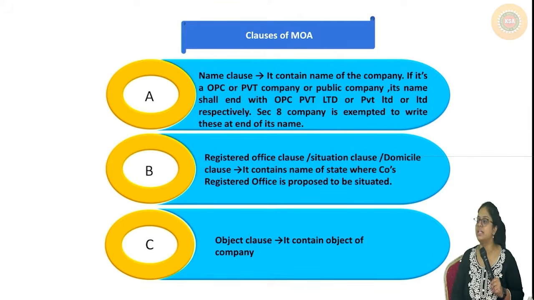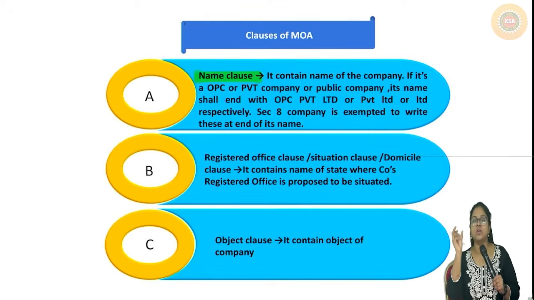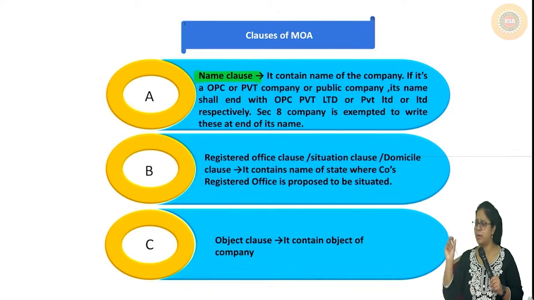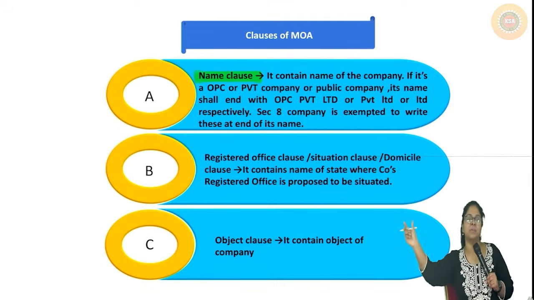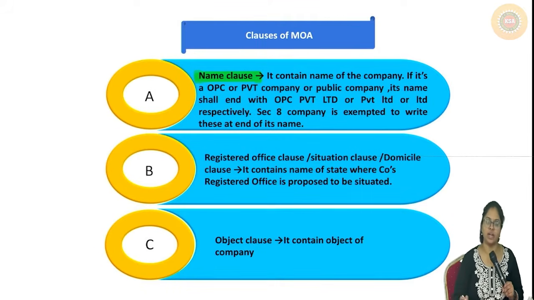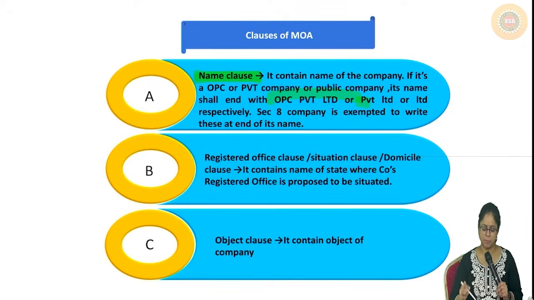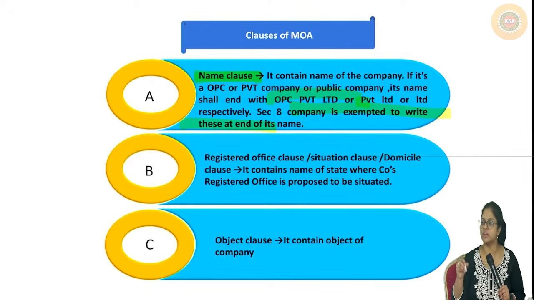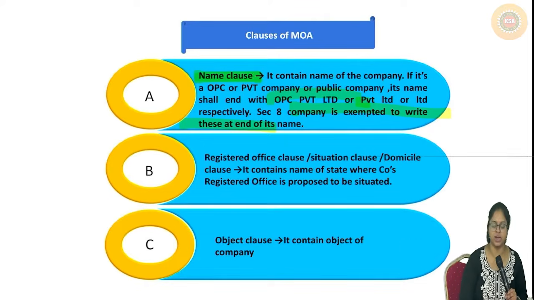The first point that will be given in an MOA is the name clause. The name clause will basically have the name of the company, and in case it's a private company or a public company, it should mandatorily have an abbreviation of private limited or limited. In case it is a Section 8 company, then you are exempted from writing any of this. We studied in yesterday's class, right? If you are a Section 8 company, you do not need the abbreviation; you do not have to add private limited or limited.